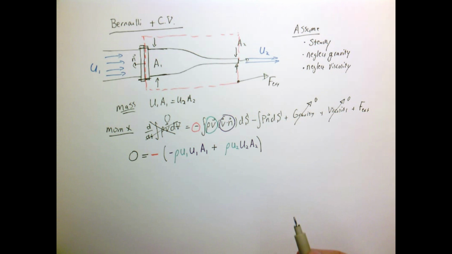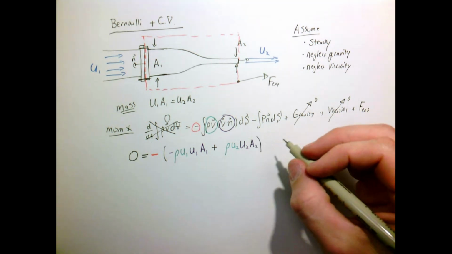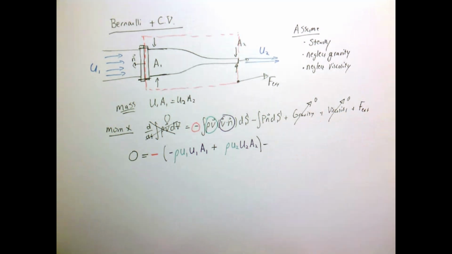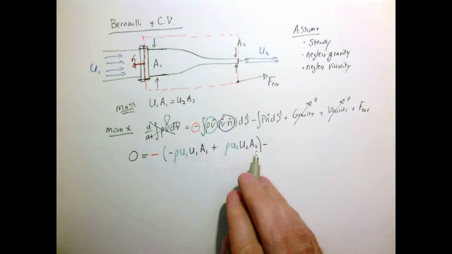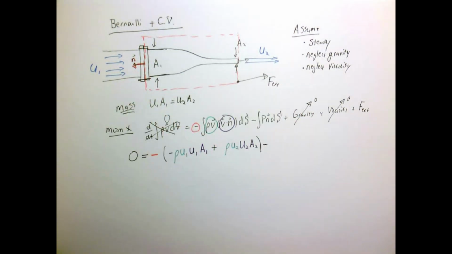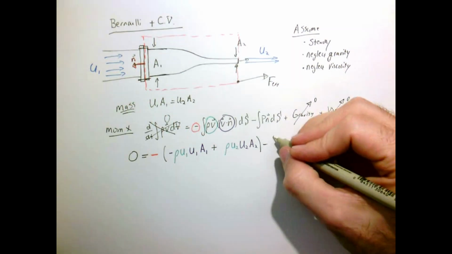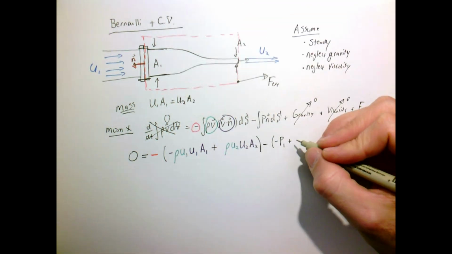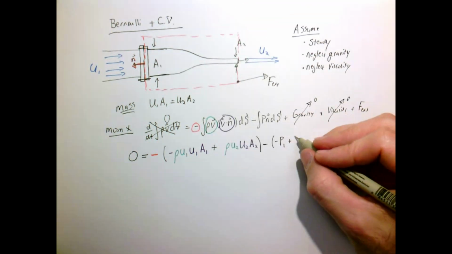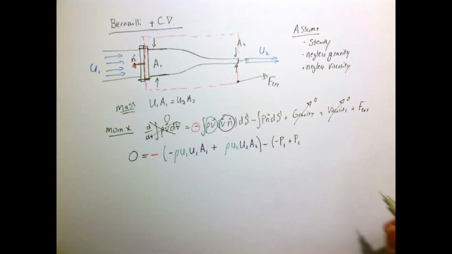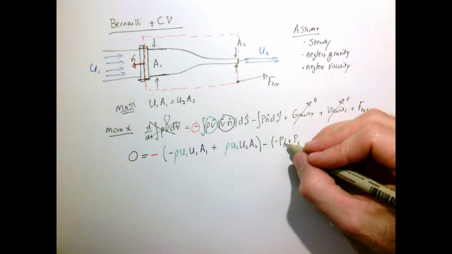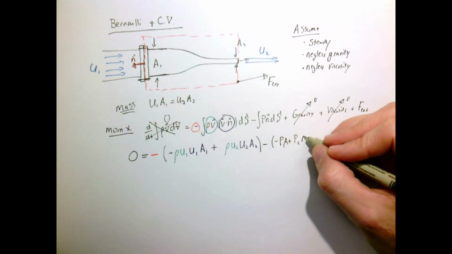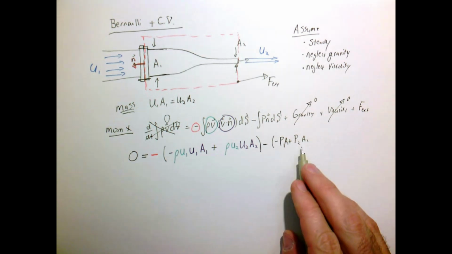The pressure we have to be a little bit more careful about. So we have a negative sign here. And at surface 1, the normal vector points outward in a negative direction. So we have minus p at 1. We have plus the pressure at 2. Now I need to be careful with the area. So this is going to be A1. This is going to be A2.